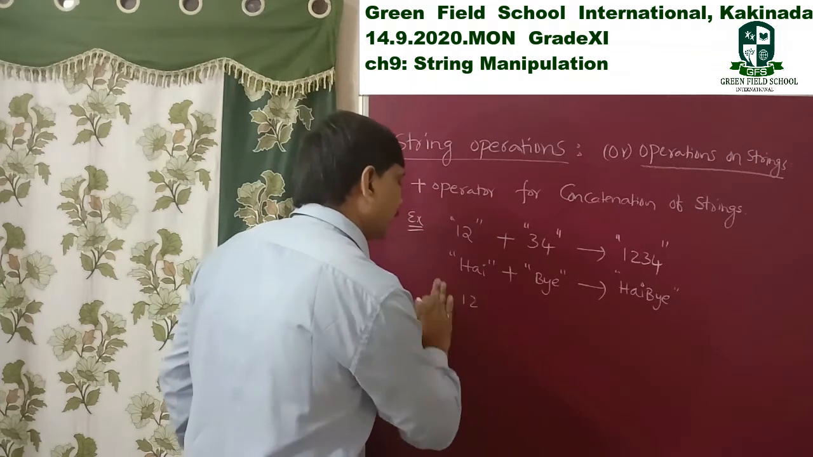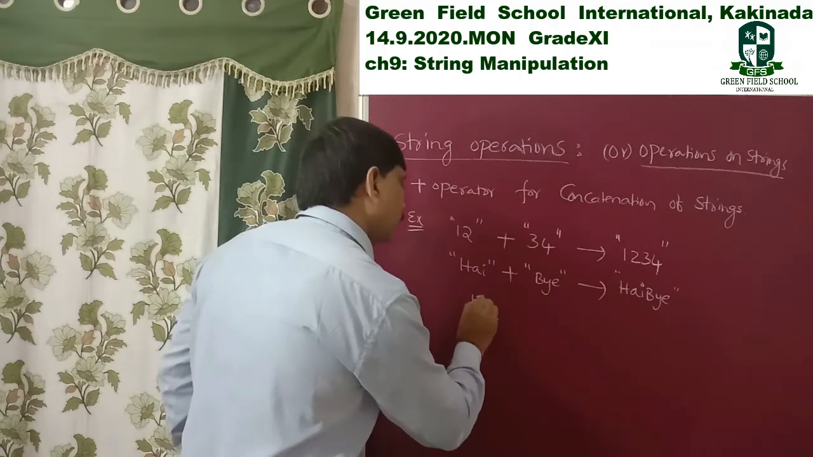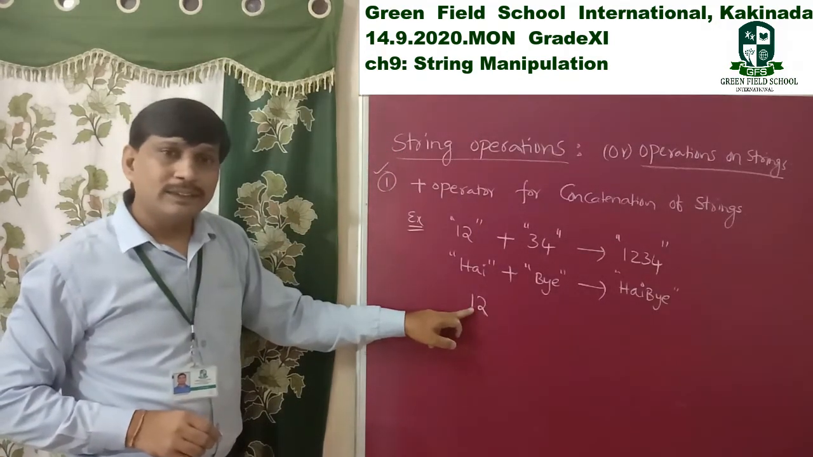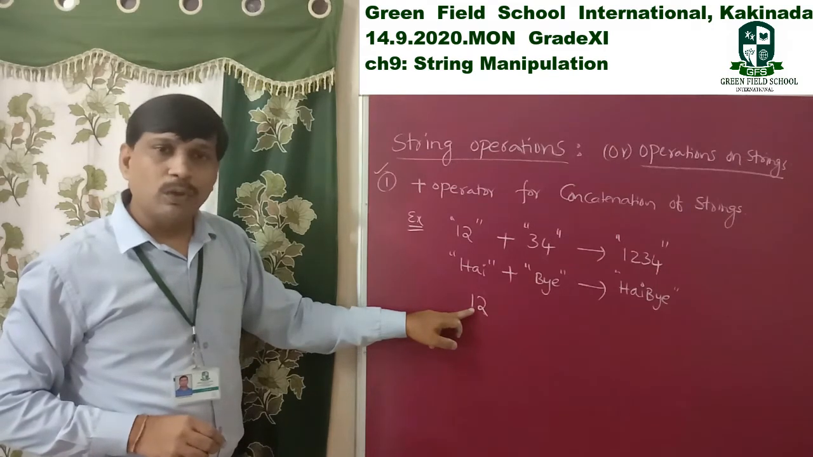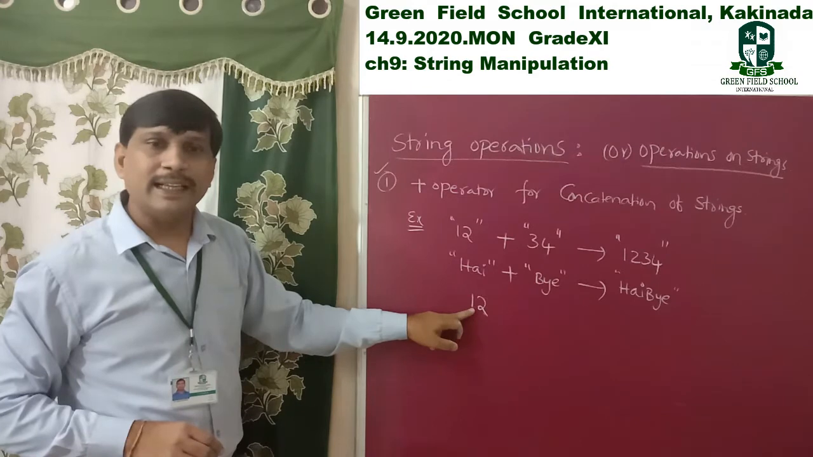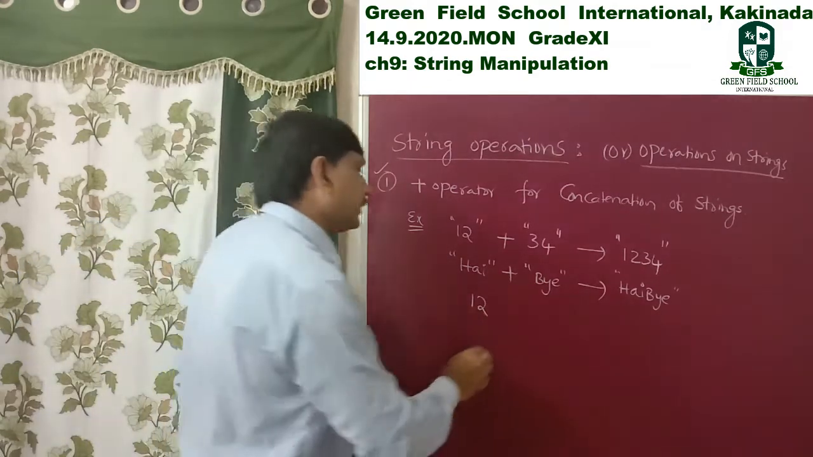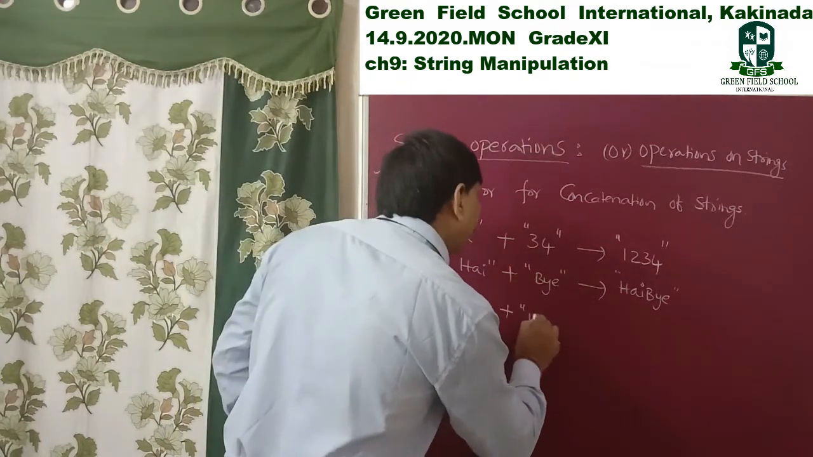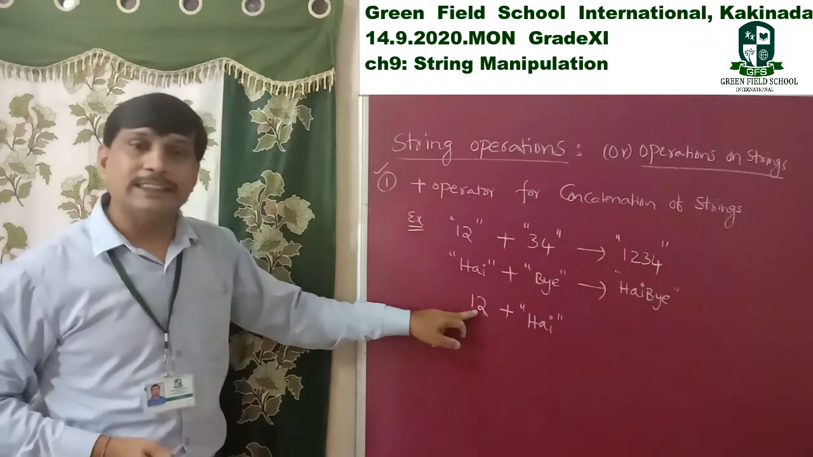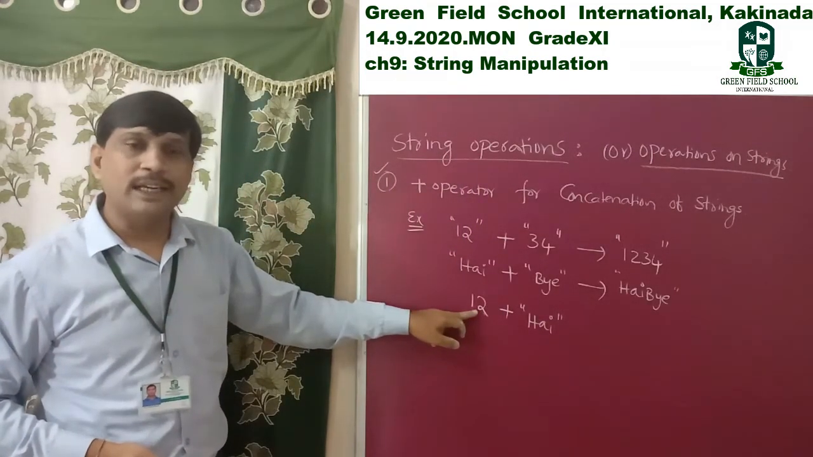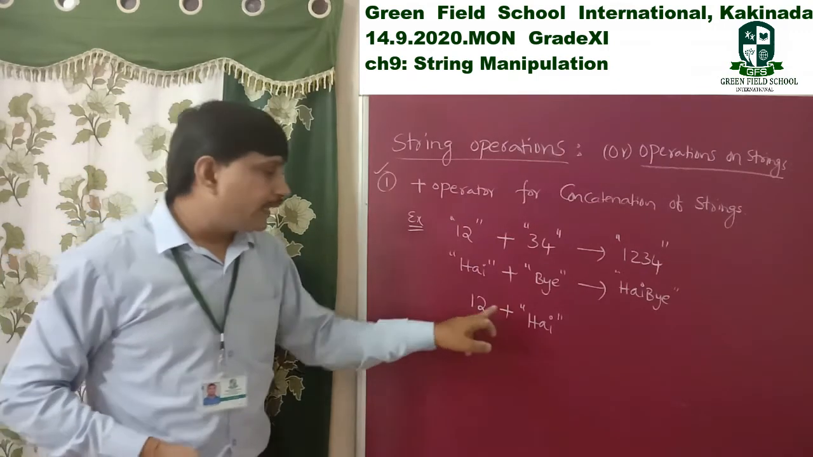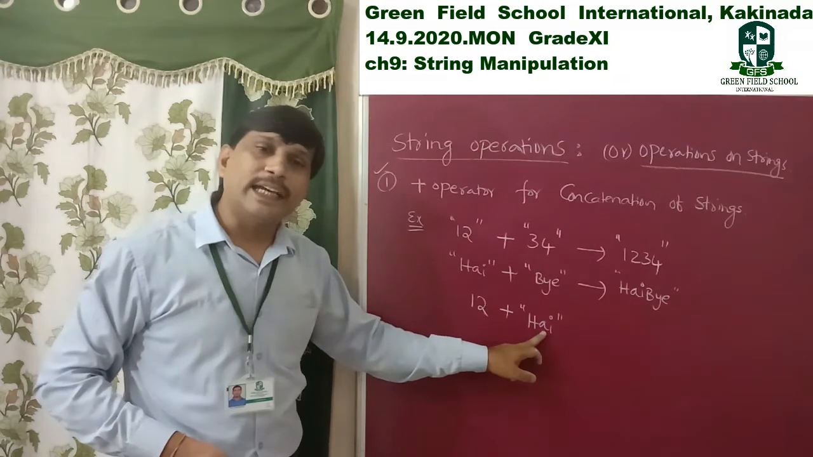Next, coming to another example: I write here 12, not placed in double quotes or single quotes. That's why it acts as an integer. It is not a string. So integer plus "hi". Observe this example very carefully. This one is an integer data type, and this one is a string data type.